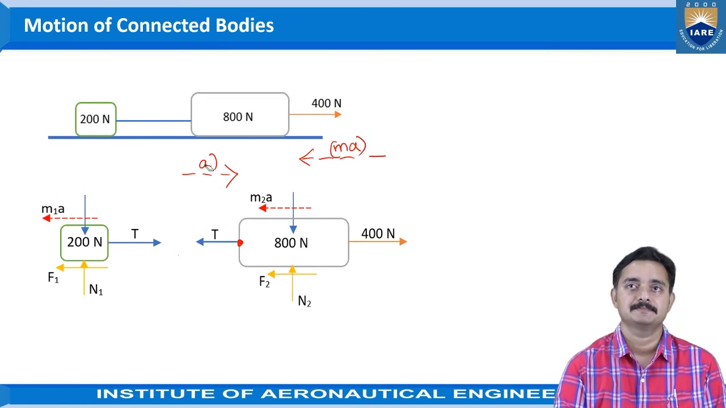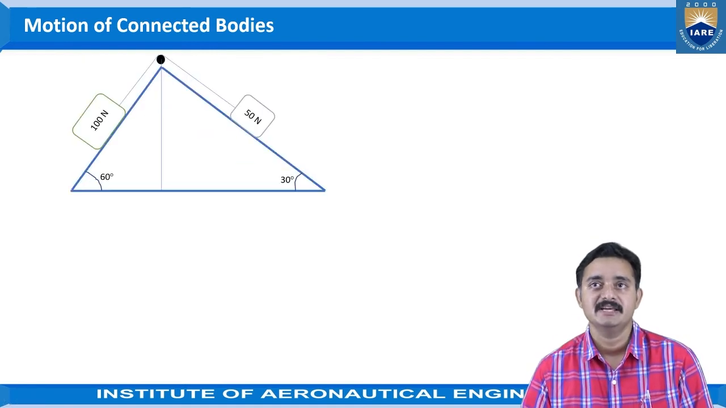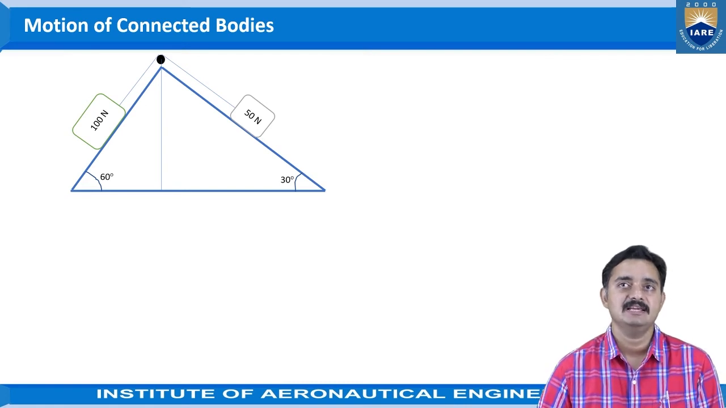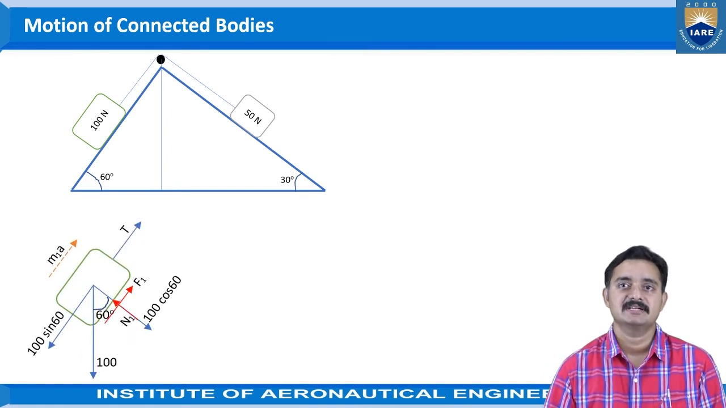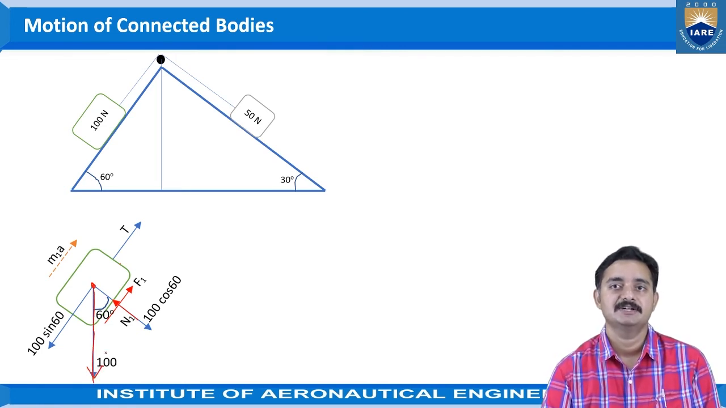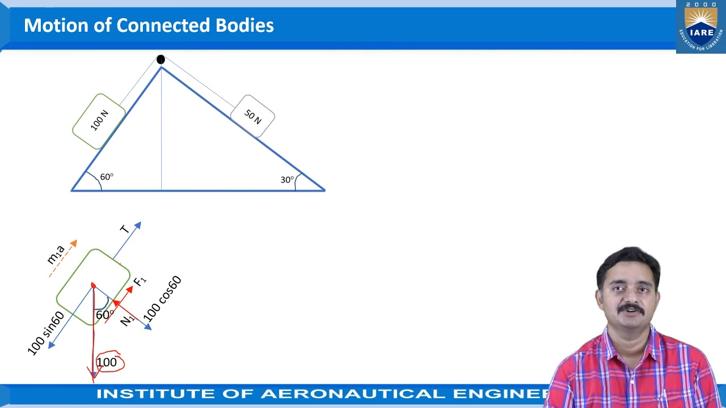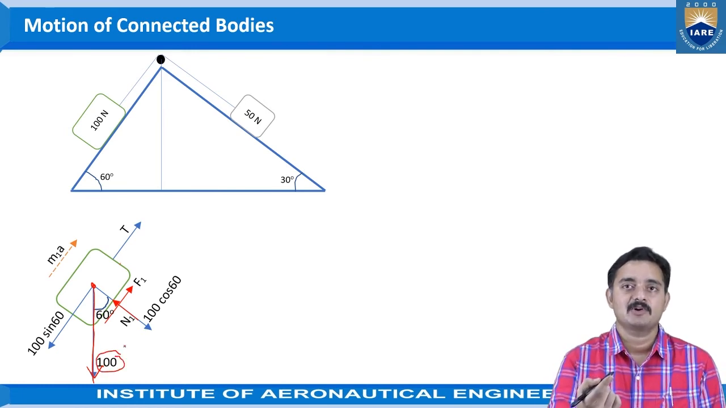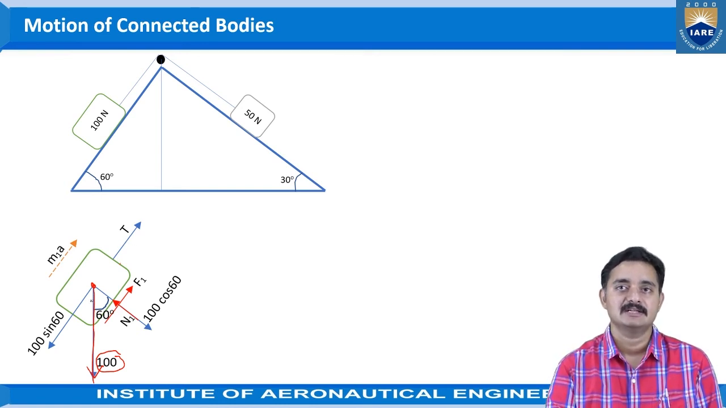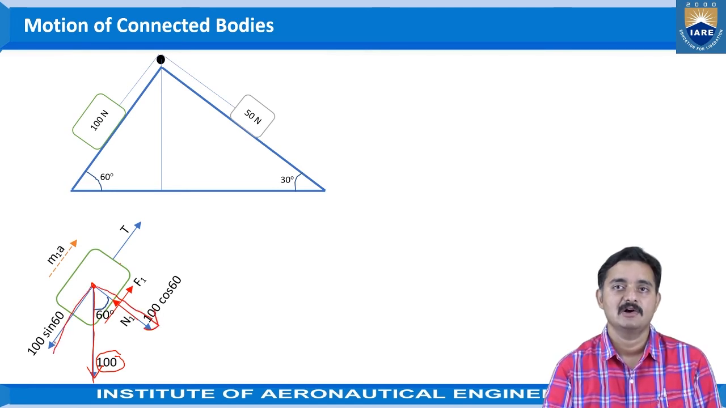Okay, you remember that. Now let us go to another example where the bodies are connected on inclined planes. So first let us take the 100 Newton body and draw the free body diagram for this. Okay, this is the 100 Newton body. So the 100 Newtons is given as vertically downwards. As this is an inclined plane problem, this vertical force will be resolved into components. Okay, so that resolution of the components would be normal to the plane and along the plane.